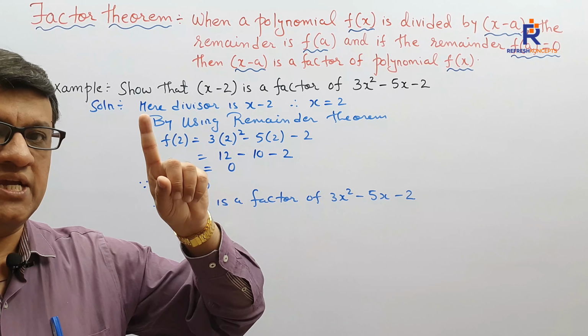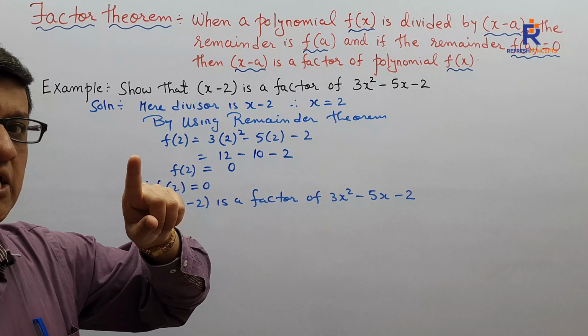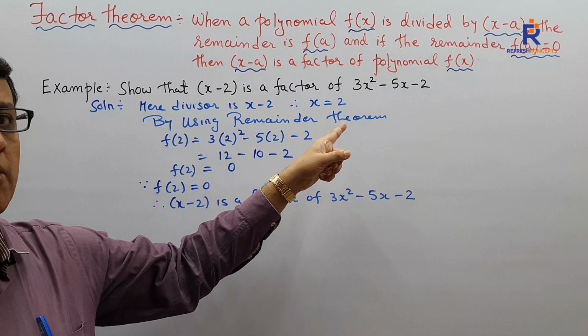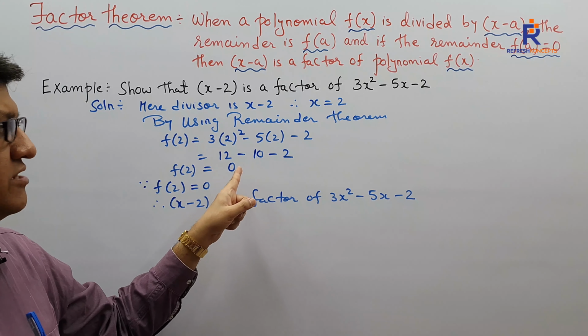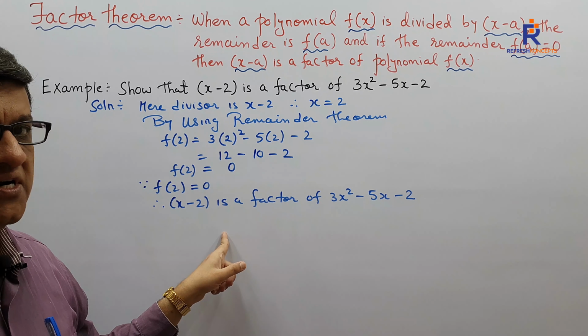One thing should be kept in mind once again. In order to find out whether a divisor is a factor of the polynomial, we have to find out the remainder by using the remainder theorem. If the remainder turns out to be 0, it's a factor. If not, it's not a factor.